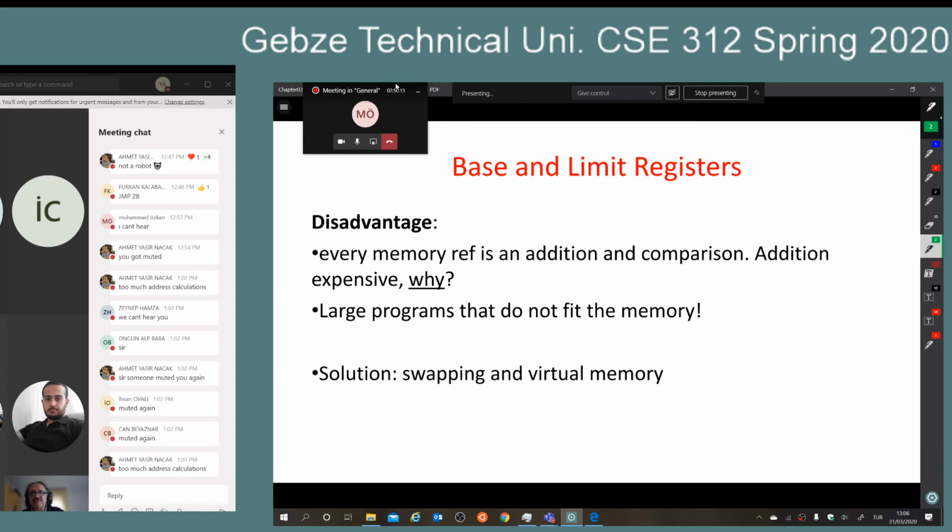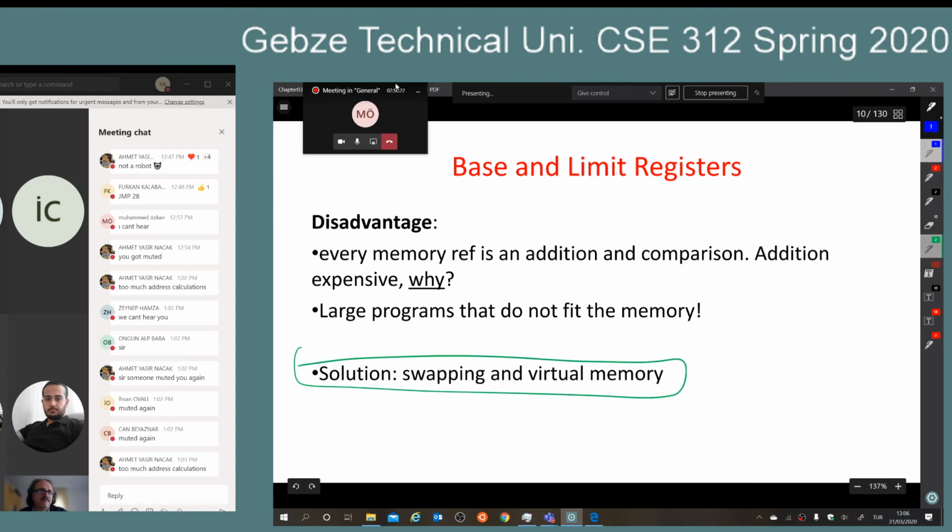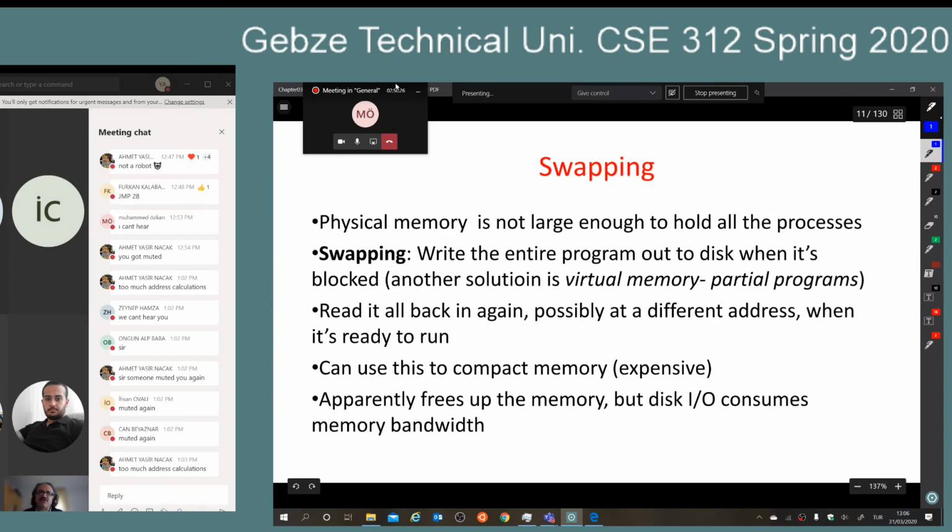So large programs do not fit into the memory. Maybe the solution could be swapping and virtual memory. Swapping, we are going to look at it in a few minutes. Virtual memory will come maybe next week. Okay, so let's look at the swapping.